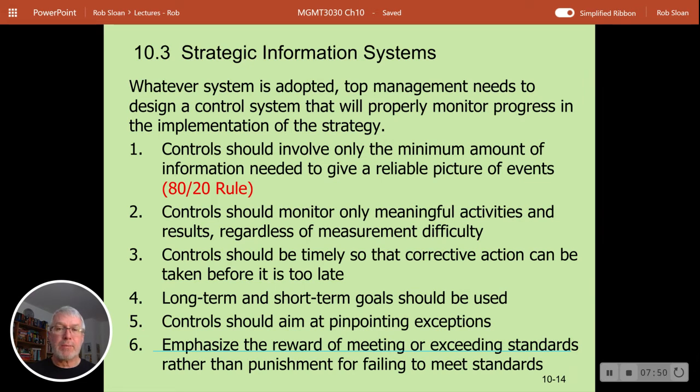They should monitor only meaningful activities and results. Control should be timely so that you can take action quickly before it's too late. You should have both long-term and short-term goals. Control should aim at pinpointing exceptions, the things that we can change, and emphasize the rewards of meeting and exceeding standards rather than punishing people for failing to meet the standards. Those are some good guidelines to follow for the kinds of controls that you put in place.